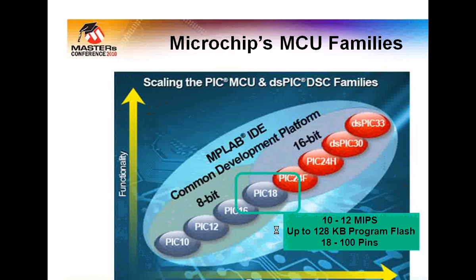As I told you, there are DSP PICs and PIC microcontroller units, which come in different versions. Initially PIC10, 12, 16. Now we are dealing with the PIC18 family, which executes instructions at 10 to 12 MIPS, has up to 120 KB of programming flash memory, and has 18 to 100 pins. That is, the pin package will be different. The ones listed below are all 8-bit microcontrollers, and the ones here are all 16-bit microcontrollers.